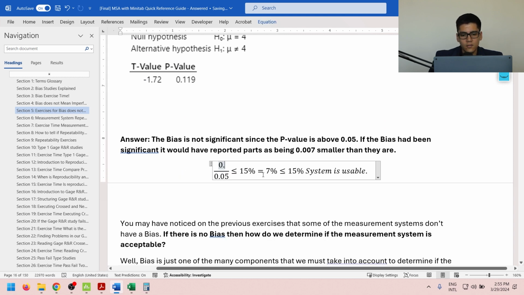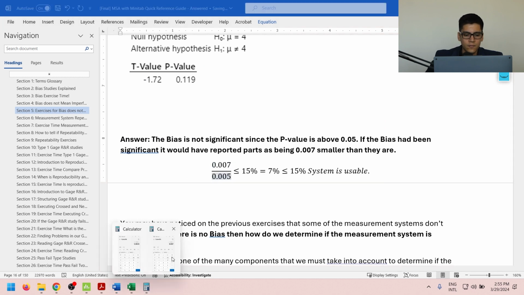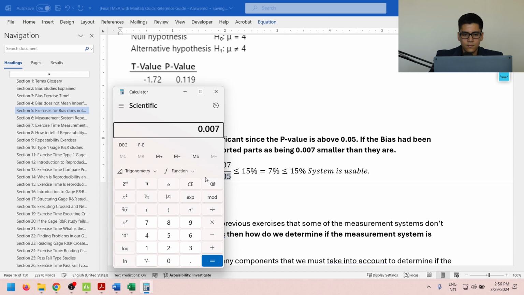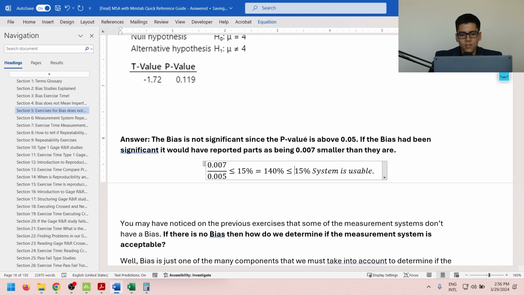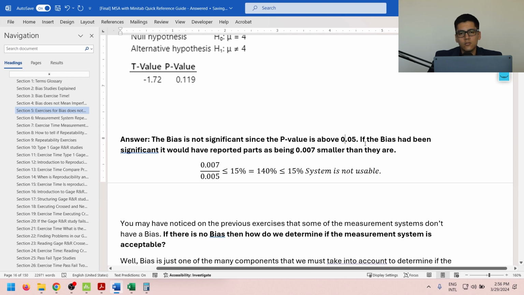So 0.007 divided by 0.005, that gives me 1.4. 1.4 in percentage is actually 140%. So system is not usable. The bias is too big compared to the overall tolerance.